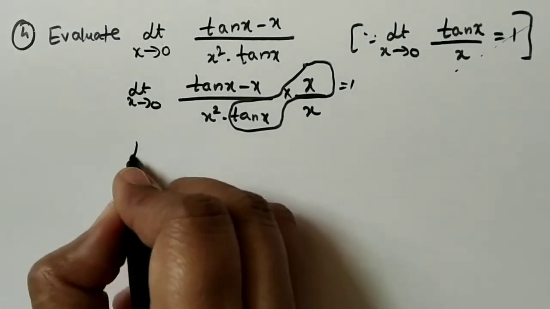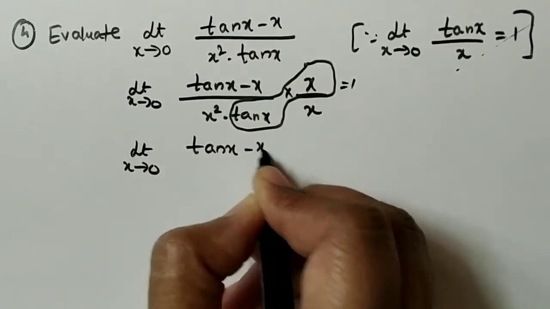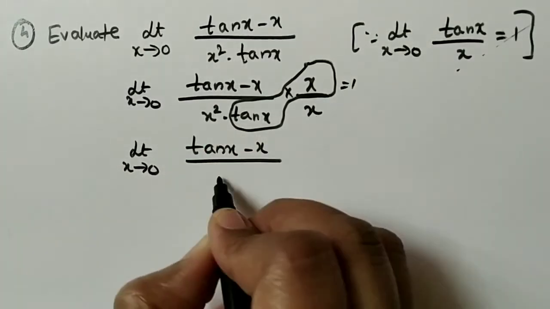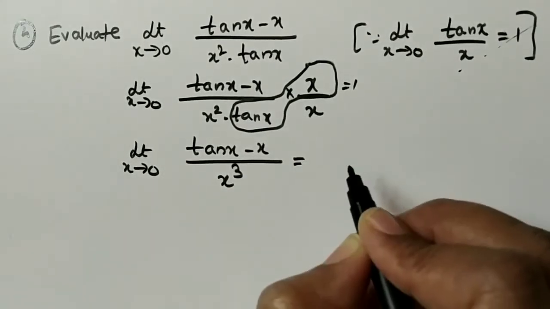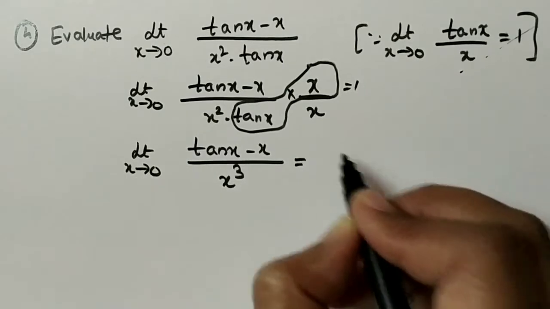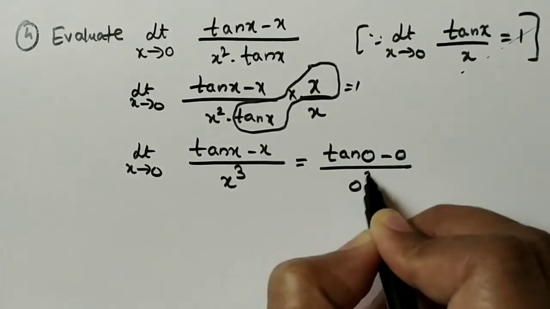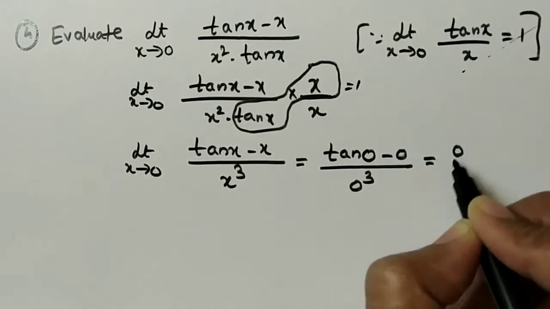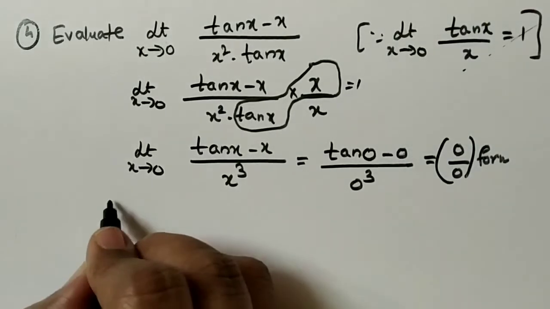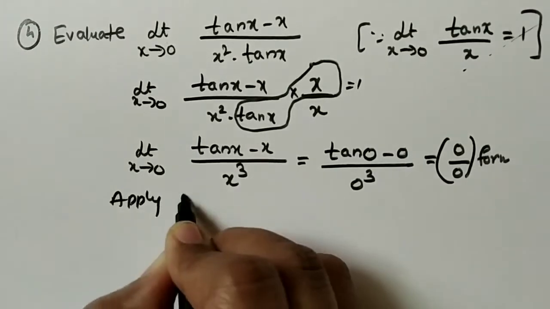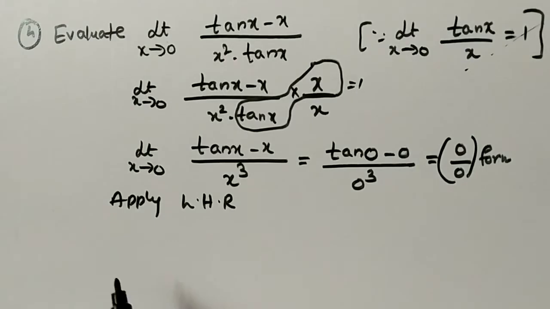So what is remaining? Limit x tends to 0, (tan x minus x) by x square into x is left, x cube. Now apply the limit and see which form it is. X tends to 0: tan 0 minus 0 by 0 cube. Tan 0 is 0, so it is in 0 by 0 form. Once it is confirmed 0 by 0 form, apply L'Hospital rule.